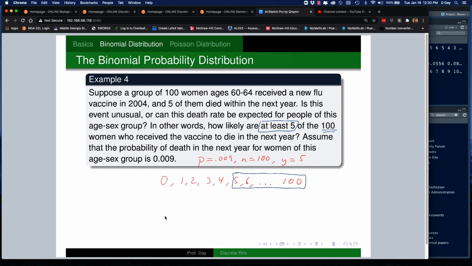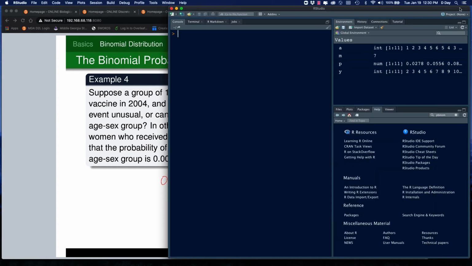And I don't care about the stuff below it. So remember, if I use lower.tail equals FALSE, it's going to add up the numbers above the number I input. So since I want 5, I'm going to have to input 4 as my first input here. Okay, so let's do that real quick, and then we'll talk about what the answer means.